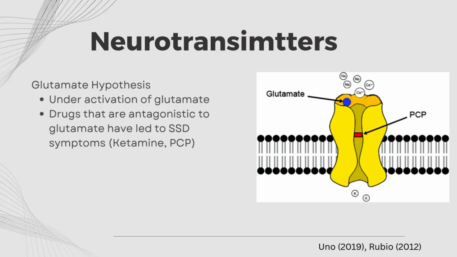We can see how we learned about how the neuron fires and its membrane. The PCP is blocking anything from happening with glutamate.